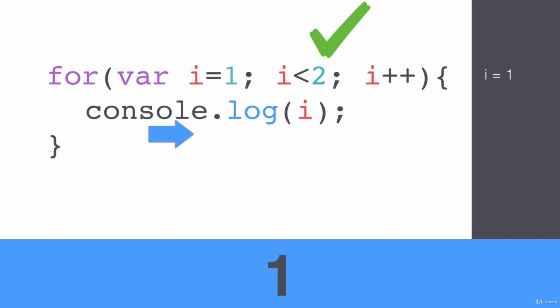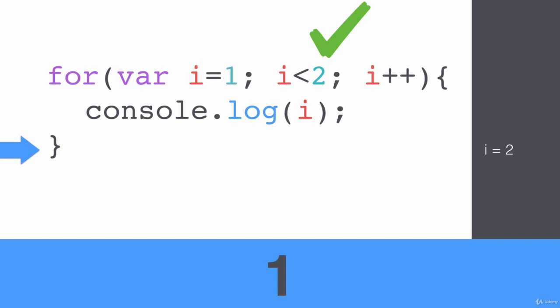Now, once it's gotten to the end of the for loop, this is the point where the third value in that for loop is carried out. So in this case, i is incremented by 1. So i is now equal to 2. And it's really important that you know when this happens. This happens exactly at the point of the closing curly brace, where the arrow is pointing right now.